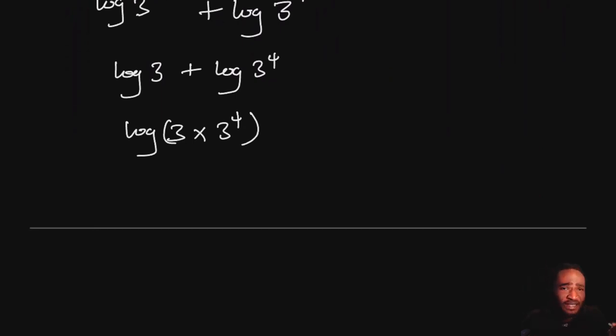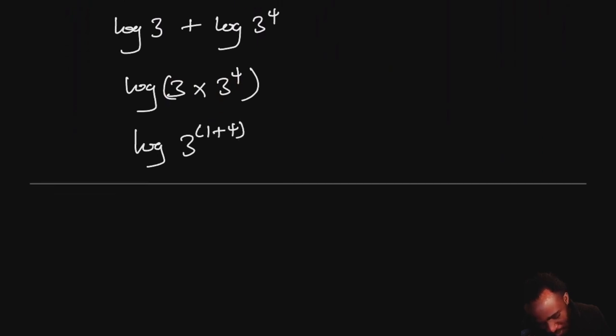But according to the laws of indices, we can further simplify this. Laws of indices: if you are multiplying terms and the bases are the same, in this case 3, we write one of the bases and then we add the exponents. So we are going to have log 3, here's 1. We don't write it, but let me just write it for now. And then we add the exponents. So we're going to have 1 plus 4 in this case. So our answer now is going to be log 3 to the power 5.